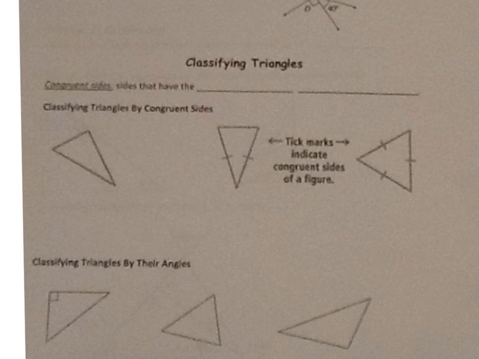Congruent sides. Congruent sides are sides that have the same length. Congruent means same, so same length. Classifying triangles by congruent sides. Basically, there's three different words that we can use to classify a triangle depending on how many congruent sides that it has.